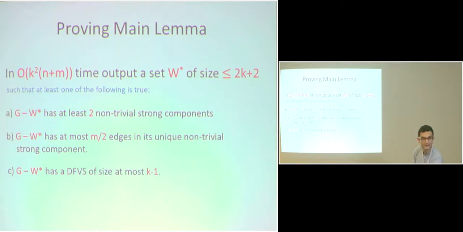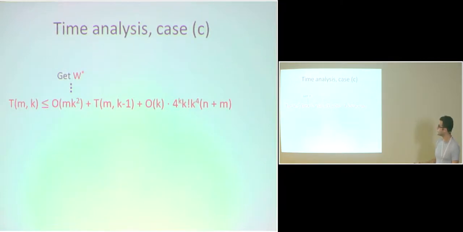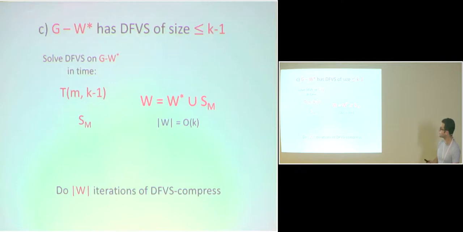Yes? What do you do with the trivial strong components? We said that they don't participate in a cycle. Can't they participate in a cycle with W star? Yes, they can, but we don't care. Because look at, for example, this guy. My goal is not to find an optimal solution. My goal is to find an approximate solution W, so that afterwards, I can run W iterations of DFVS compress.